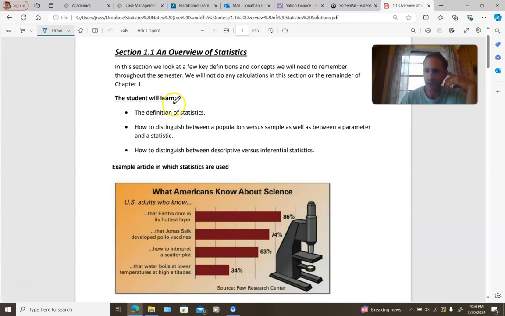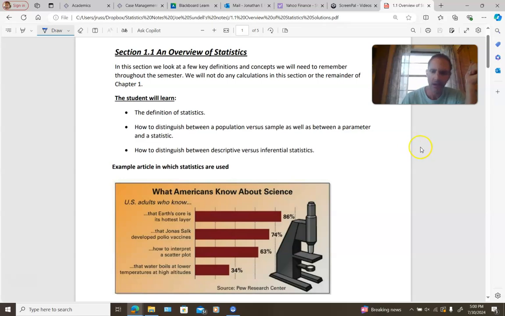So we're going to look at the definition of statistics. We're going to distinguish between what's called a population and also a sample. Okay. So you've probably heard both of those terms. I would be willing to bet you have some intuition about what a sample is, but a population may be different. As well as between what's called a parameter and then a statistic. Okay, so here we encounter that word again. And then furthermore, we're going to look at how to distinguish between descriptive versus inferential statistics.